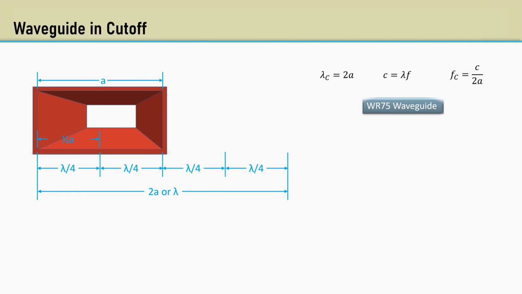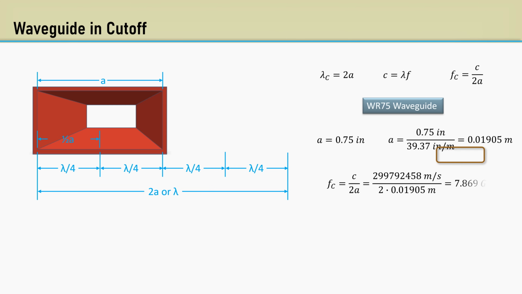Let's look at an example for WR75 waveguide. Its broad wall width A is 3/4 of an inch. That's 0.01905 meters. Plugging that into our equation gives us a cutoff frequency of 7.869 gigahertz.